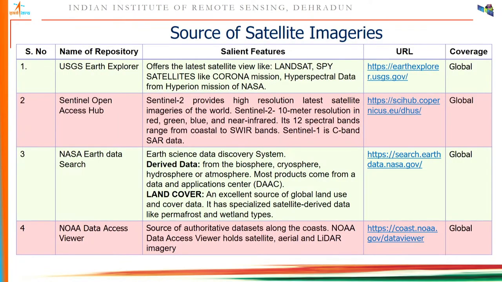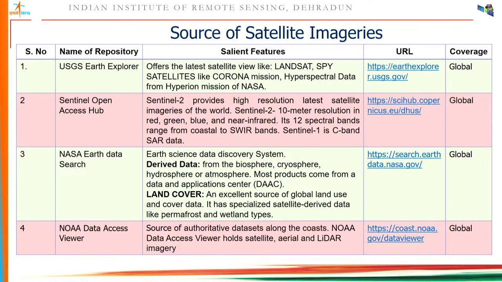I will start my discussion with a website called USGS Earth Explorer. This is a website from the United States Geological Survey. They offer the latest satellite views like Landsat, spy satellite data like the Corona missions, and hyperspectral data from the Hyperion mission of NASA, and so on. The coverage of these data sets is global. You can visit their website, earthexplorer.usgs.gov.